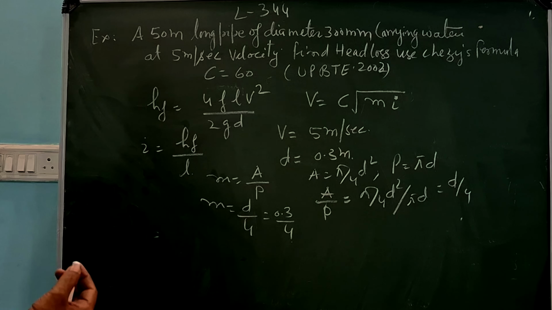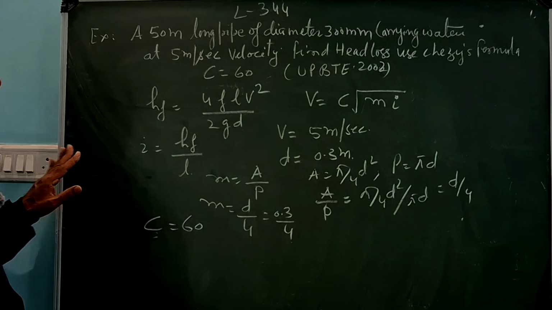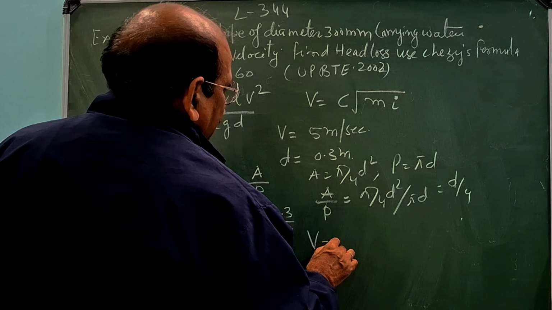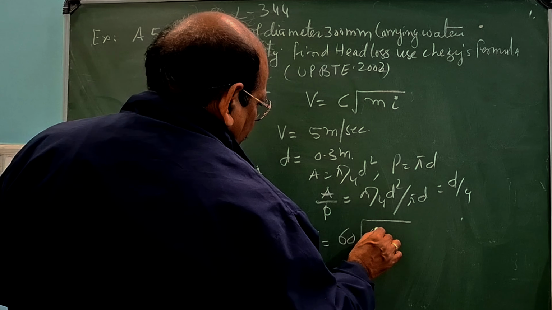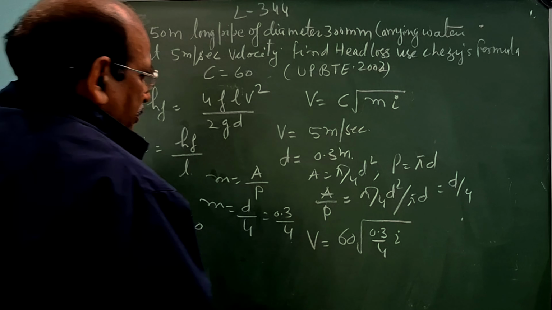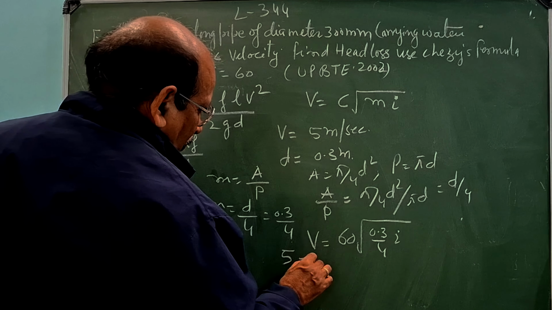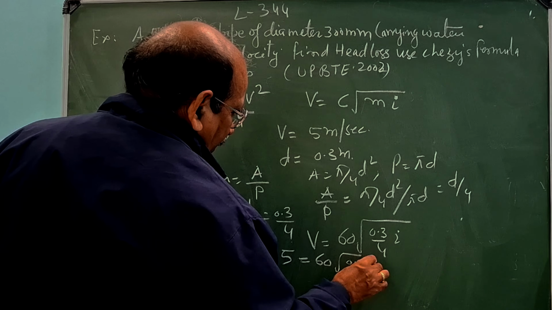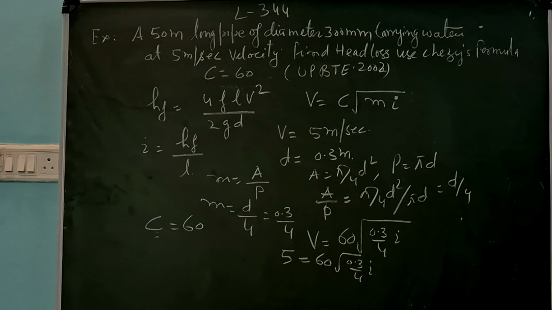And what is i? We have to find out. And C is given, C equal to 60. So by using this formula, we can have V equals to C 60 root over m, m equals to 0.3 upon 4 into i. V is given 5 meter per second. So 5 equal to 60 root over 0.3 upon 4 into i. So let us find out this by using this formula.